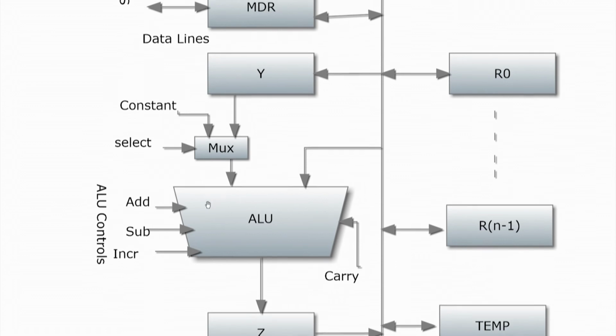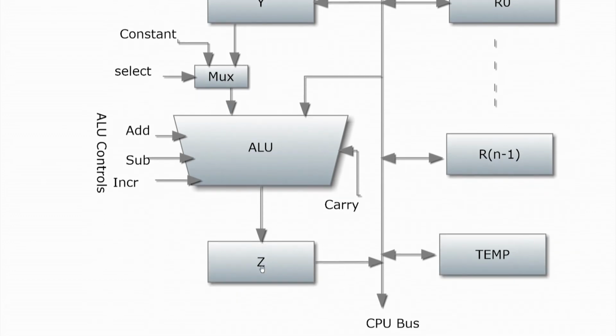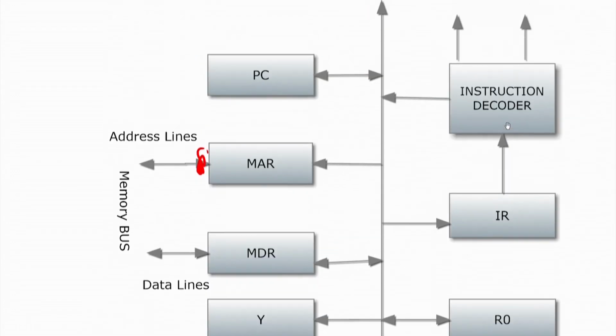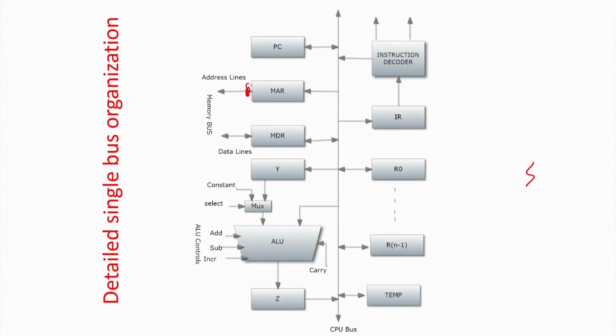Then you have the ALU, which has Y as the input from the bus, and a multiplexer which takes a constant as input, required to increment the program counter. The output of the ALU is stored in a temporary register called Z. This is your register bank, and the instruction register goes directly to the instruction decoder, which generates the control signals for the instruction. Basically, this is the structure we explained in detail in the last unit.